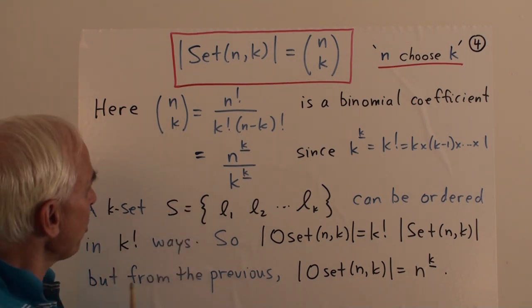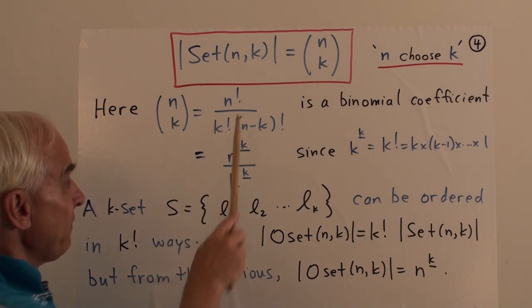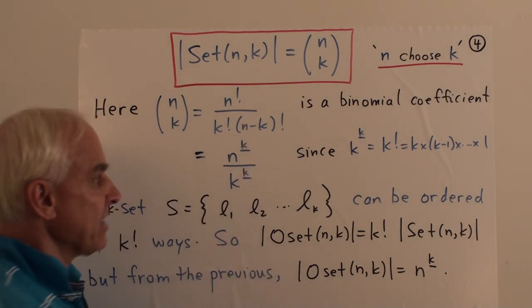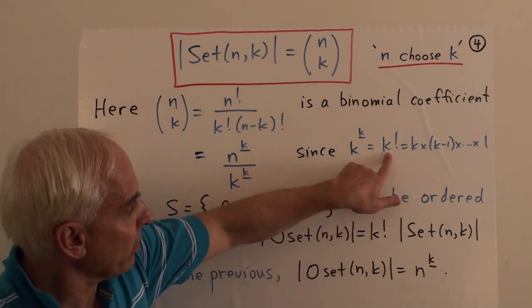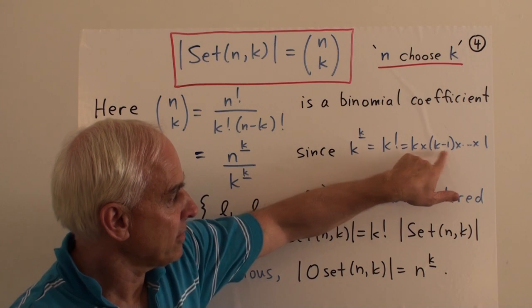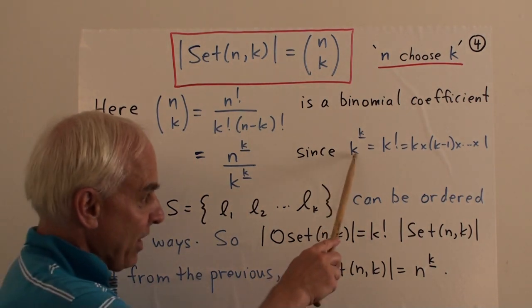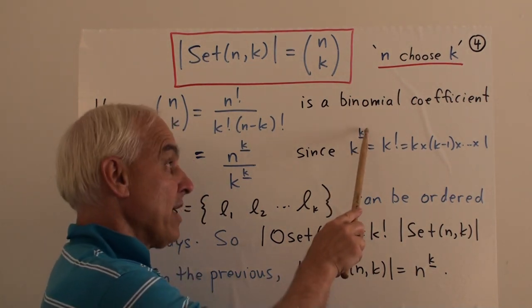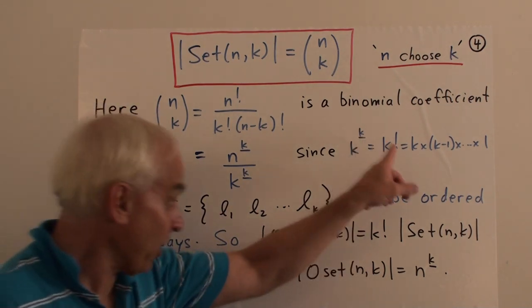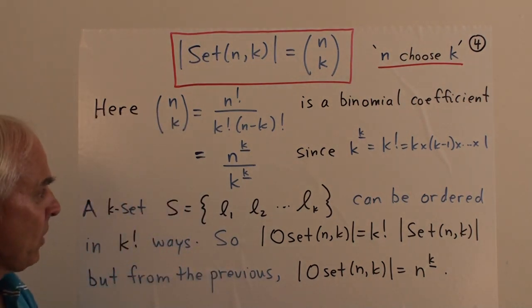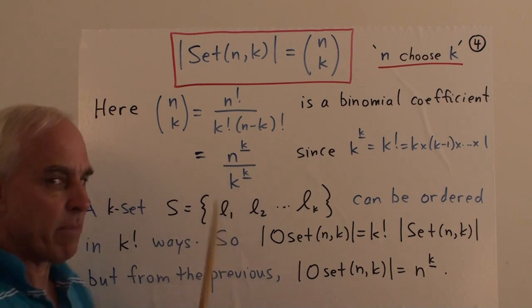I remind you that the binomial coefficient n choose k can be written in terms of the factorial as n factorial over k factorial times n minus k factorial. And I remind you that k factorial is just k times k minus 1 times k minus 2 all the way down to times 1. In fact, that's also a falling power. It's k to the k falling, because we're starting with k, and then there are exactly k terms in this product. So we could rewrite this binomial coefficient as a quotient of two falling powers.